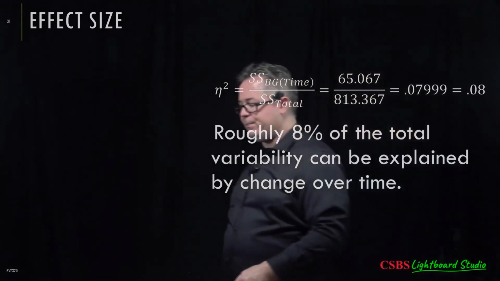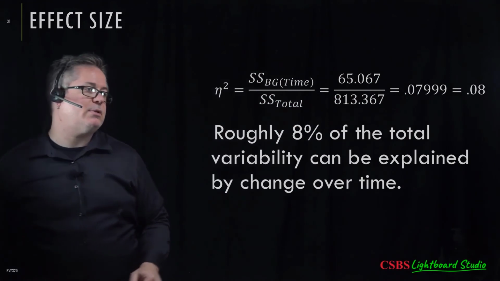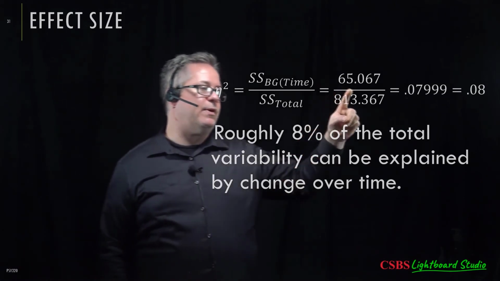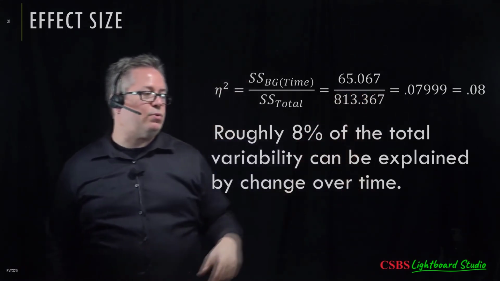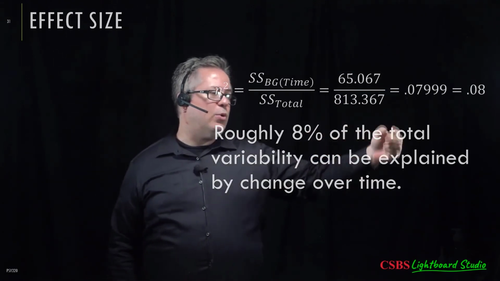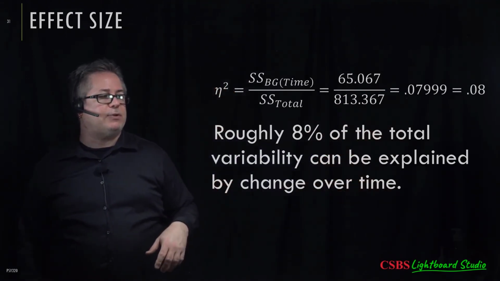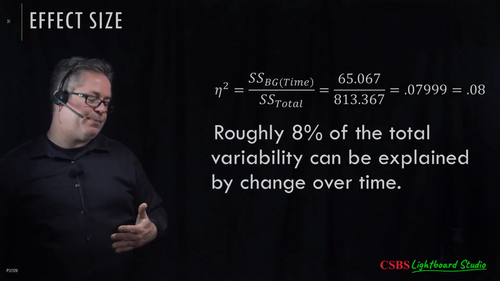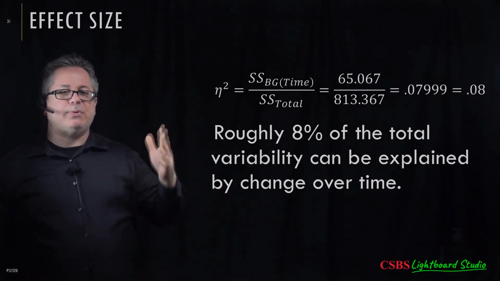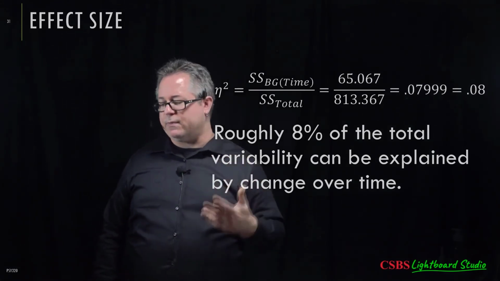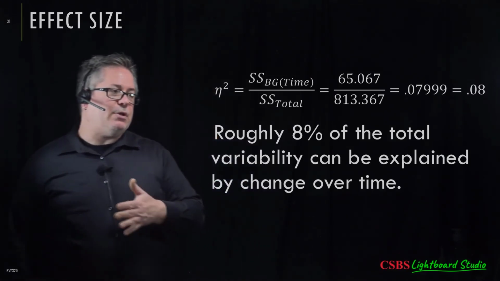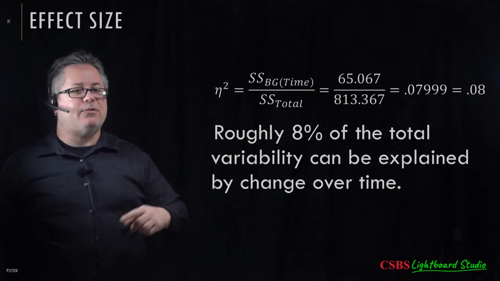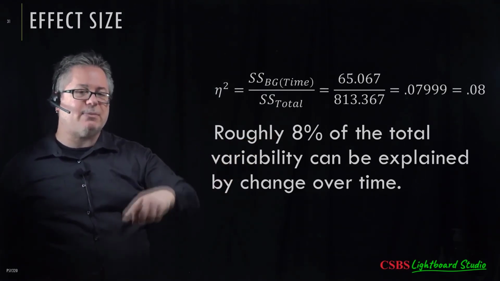So for our example, we could take the sum of squares for time, the between groups sum of squares, which is this 65.067 divided by our total, and we get 0.07999. We get roughly 8% of the total variability can be explained by change over time. So when looking at all the variability, the differences between subjects' responses when it comes to recall of these words, the change over time accounts for just 8% of it. That's because there's a lot of variability between the subjects at each time point.